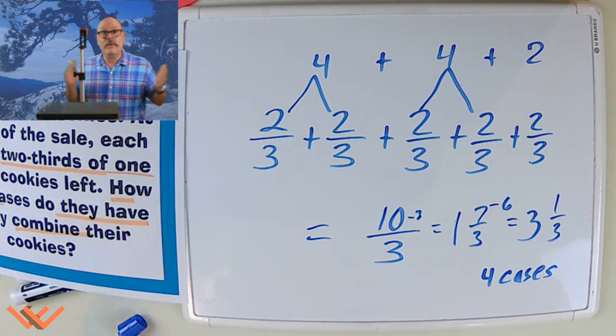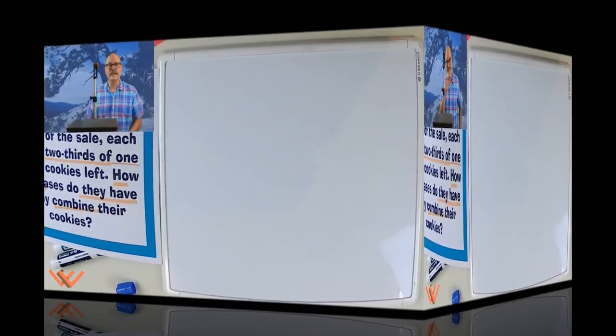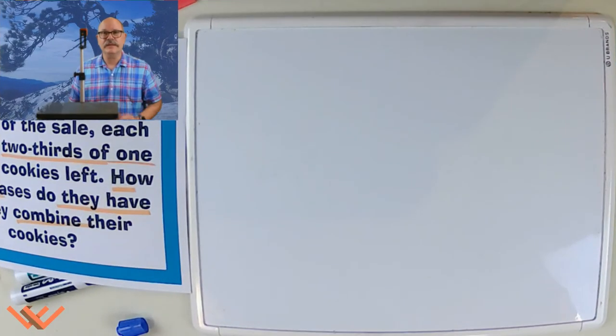All right, so how else can we look at this problem? Okay, let's take a look at how we can do it a different way. Remember using number bonds for whole numbers? Let's see if it'll work with these fractions with a common denominator.